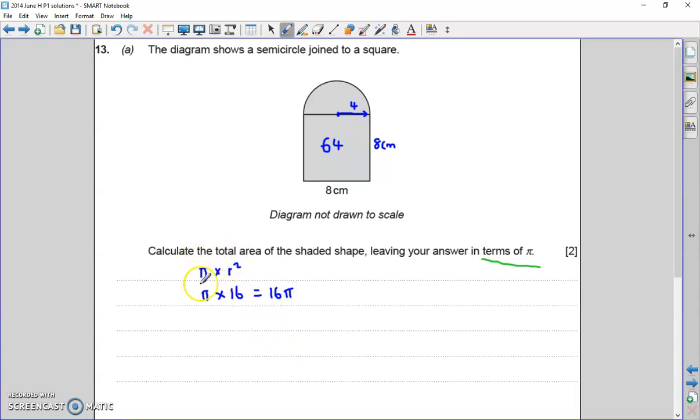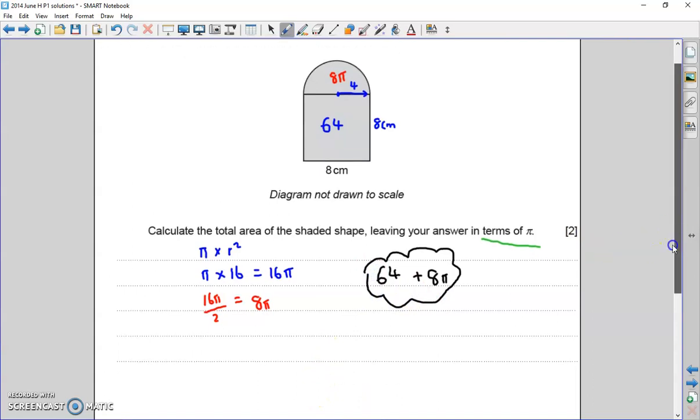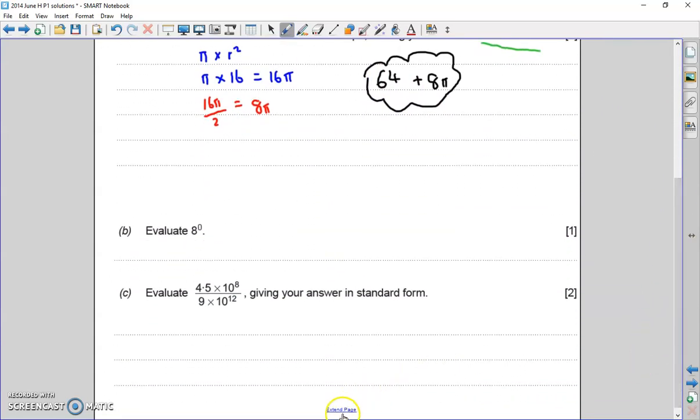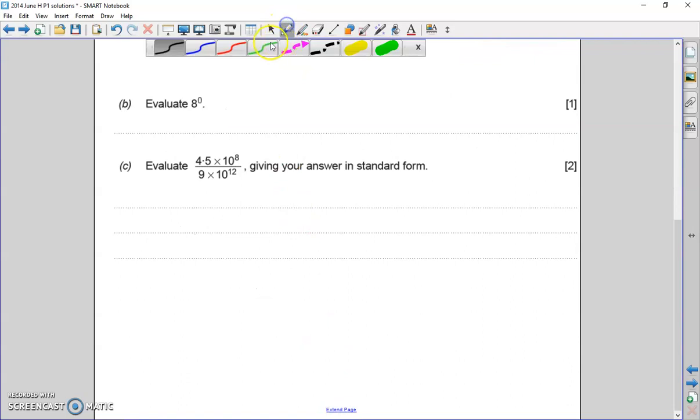But of course, this is the formula for a full circle. We've only got a semicircle. So we do need now to divide that by 2, and half of 16 pi is 8 pi. So the semicircle on the top has an area of 8 pi. What is the total area? Well, it's 64 on the bottom plus 8 pi on the top. There's nothing you can do with that. That's finished.